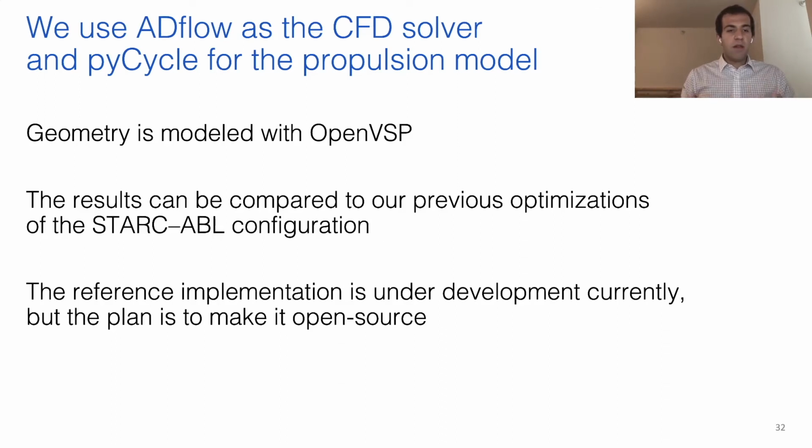And for the models themselves, we use ADFlow as the CFD solver and pyCycle for the propulsion model. The geometry is modeled with OpenVSP, and all of the tools I've described so far are open source. The results can be compared to our previous optimizations of the Stark ABL configuration, and the reference implementation is currently under development, but the plan is to make that open source as well.